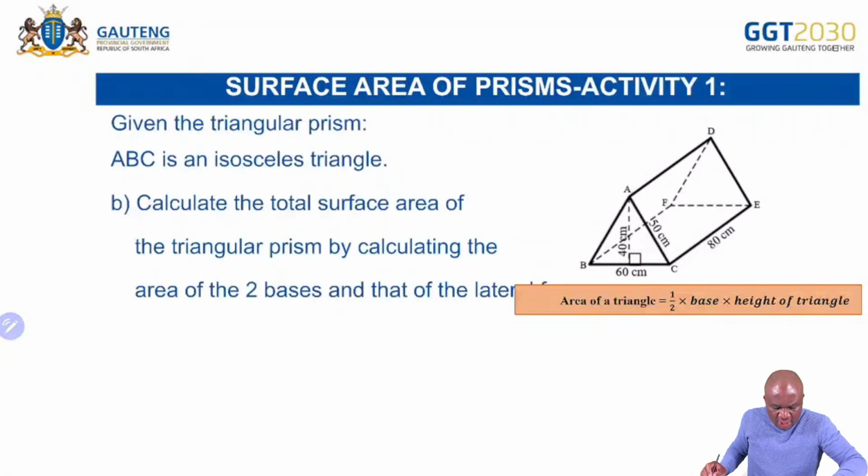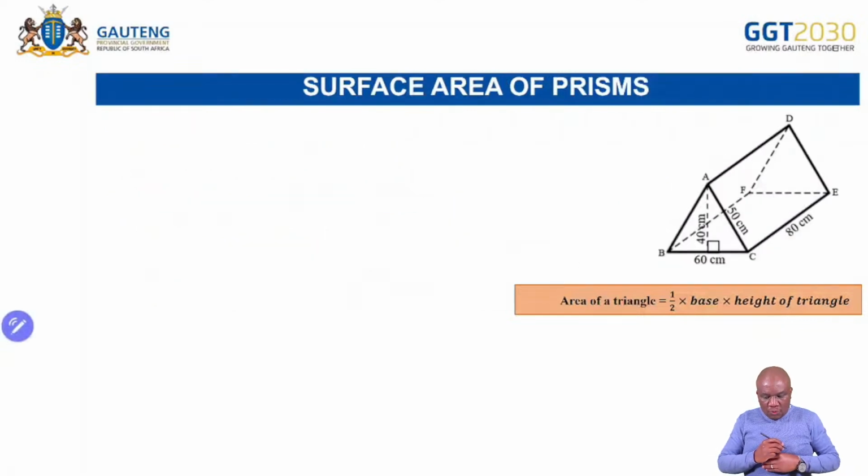Let's do that. So we're going to calculate the total surface area of the triangular prism by calculating the area of the 2 bases and that of the lateral faces. I don't know why this box misbehaved here. It just went up and closed my words there. Right. The area of the 2 bases and that of the lateral faces.